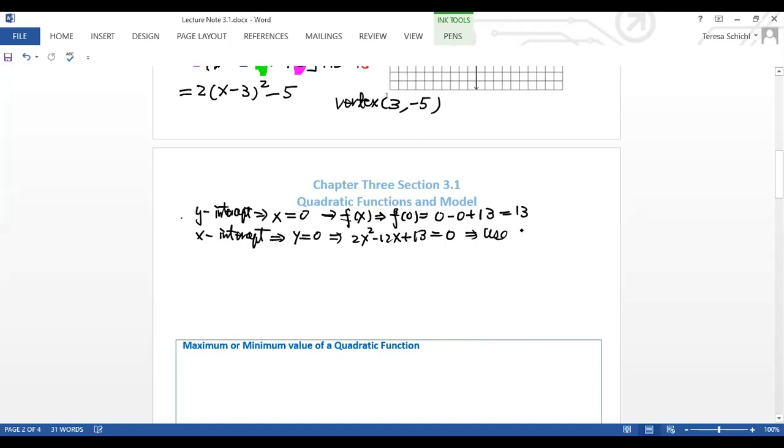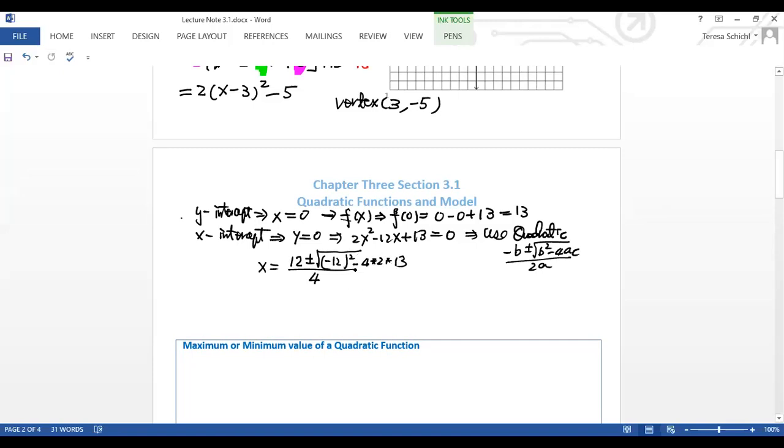So I need to use the quadratic formula. The quadratic formula tells me x equals negative b plus or minus the square root of b squared minus 4ac, all over 2a. So that's our quadratic formula. 2a is 2 times 2, which is 4. Negative b is 12, plus or minus the square root of negative 12 squared minus 4 times 2 times 13.